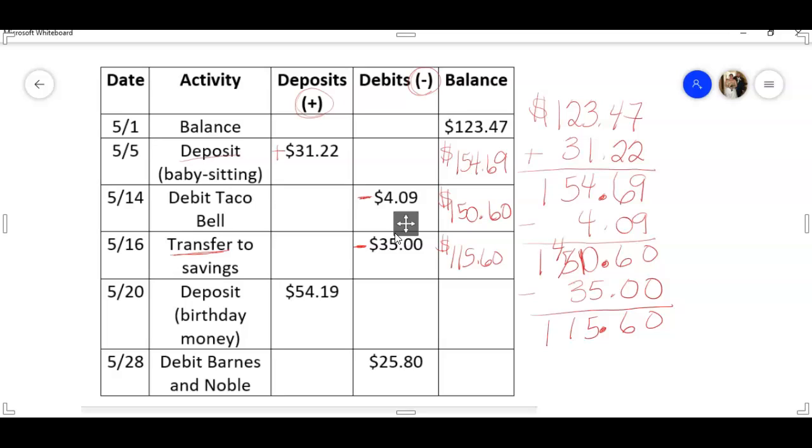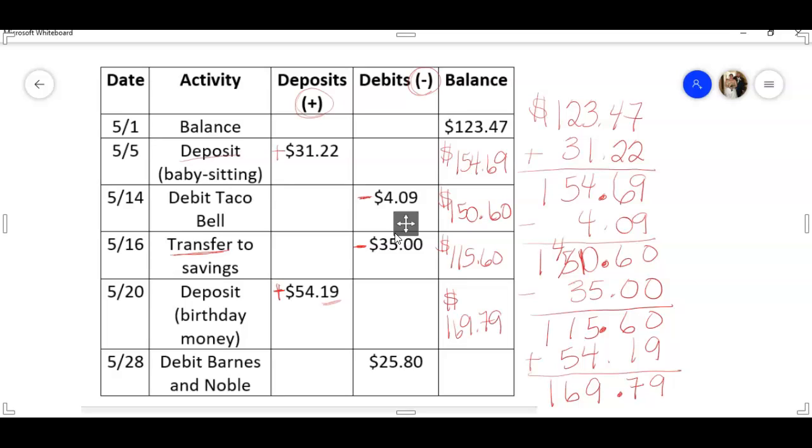So then we come to May 20th. Ooh, a deposit. Deposits are adding. Okay, birthday money, $54.19. That makes me wonder how they got 19 cents, but who knows? So I'm going to add $54.19. That would be 7, 9, 6, 1. So now he has $169.79.